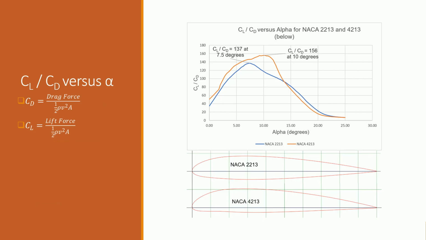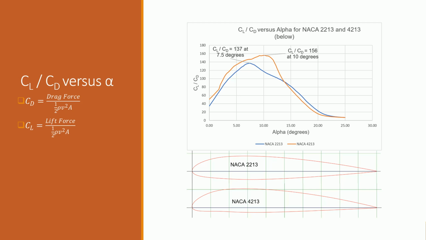Here are some of the graphs produced from the data simulated by XFoil. The graphs show the lift-to-drag ratios against the angle of attack. The peak points on the graph indicate the angle where the aerofoils produce the most lift for the least amount of drag.